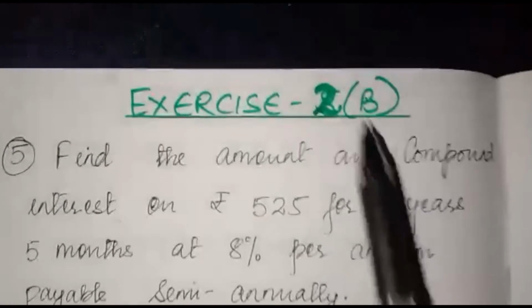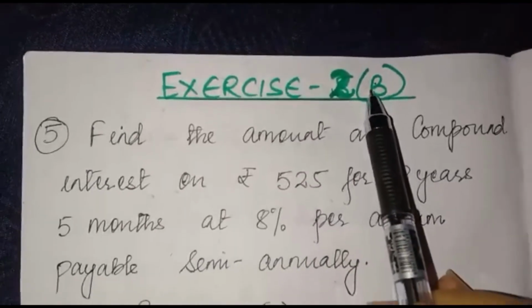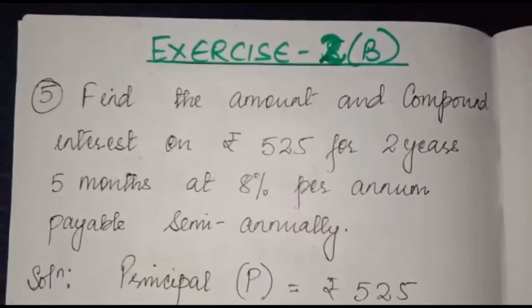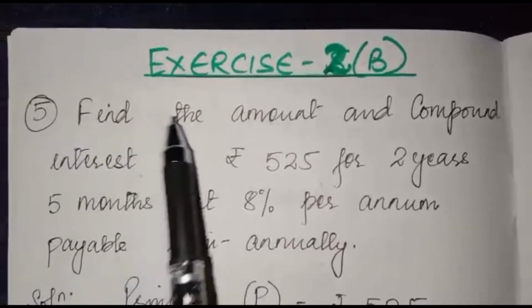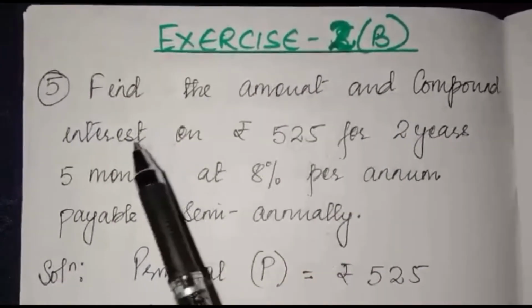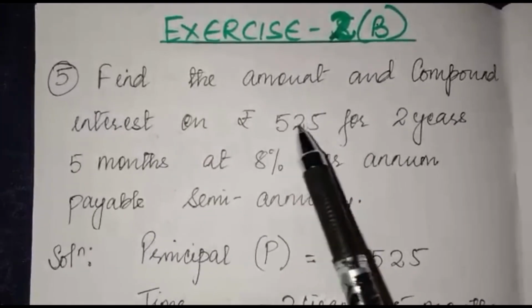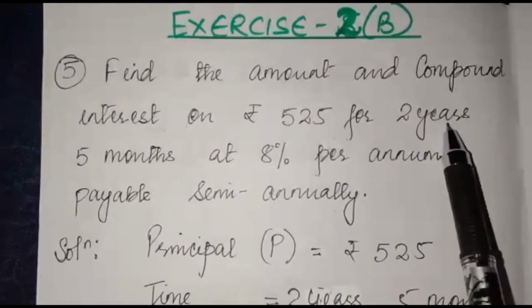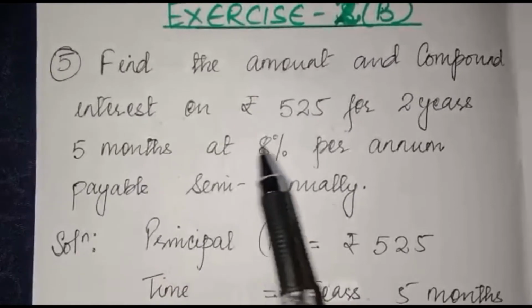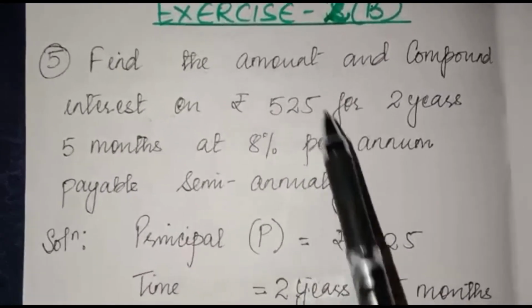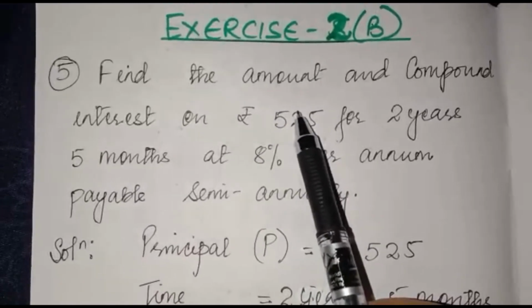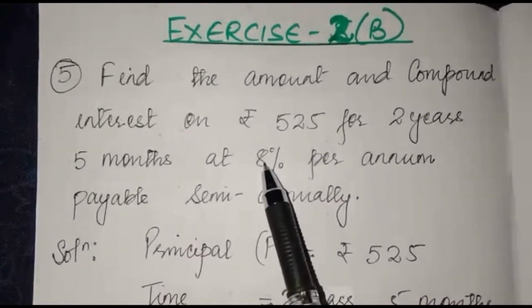Now next we will start exercise 2b. Questions number 1 to 4 are very easy, you solve them yourself. Now we'll start from question number 5. Find the amount and compound interest on rupees 525 for 2 years 5 months at 8% per annum payable semi-annually. So this is the principal and rate is 8%.